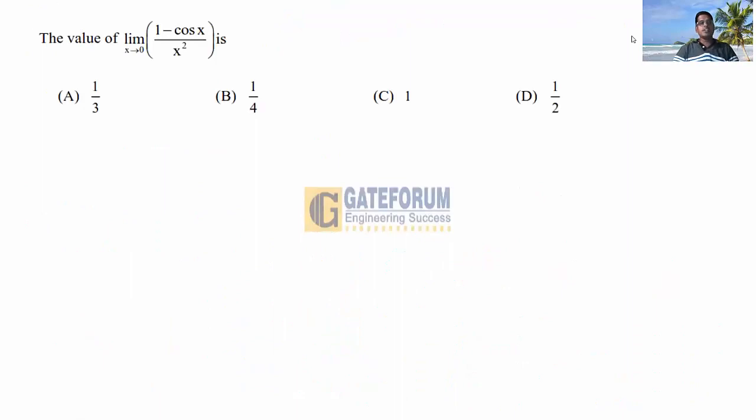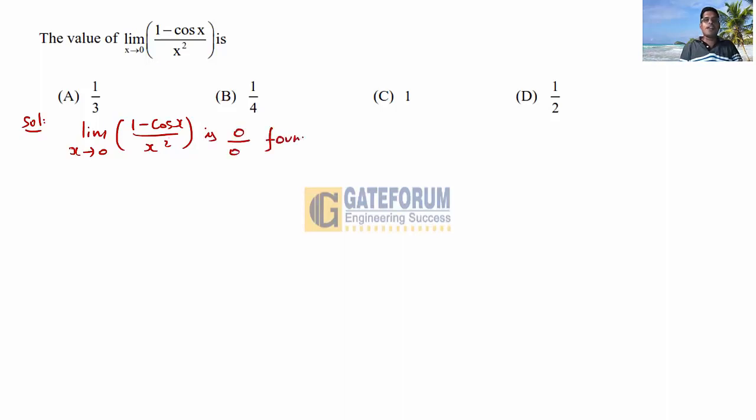The question is, the value of limit x tends to 0, 1 minus cos x by x square, with 4 options A, B, C, D given. This question is from engineering mathematics, from the topic calculus, subtopic limits. The solution: this is either a standard limit or we can use the methods. By direct substitution, putting x equal to 0, cos 0 is 1, 1 minus 1 is 0, denominator 0 square is 0, so it is 0 by 0 form.